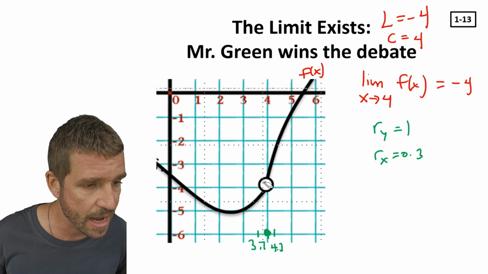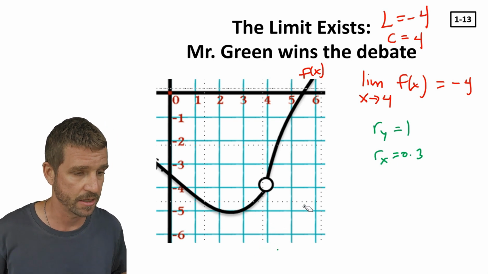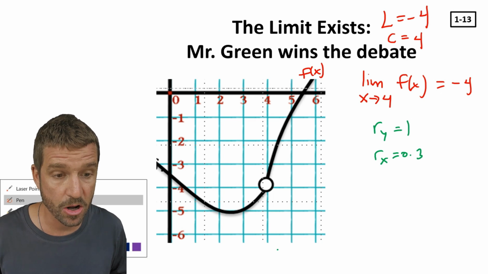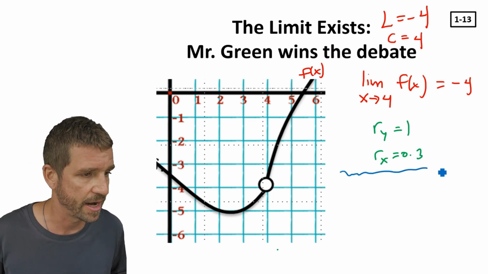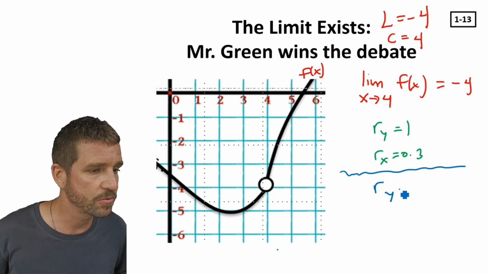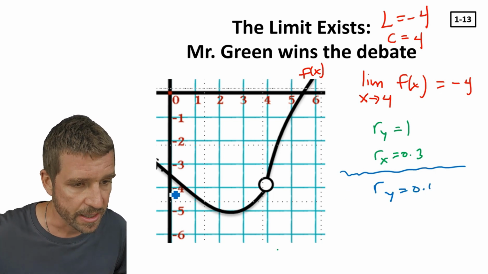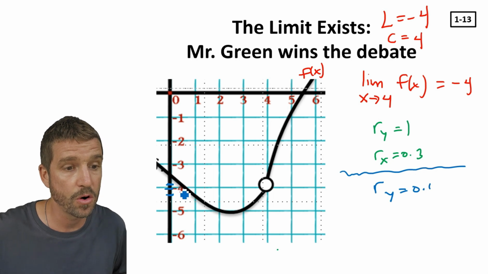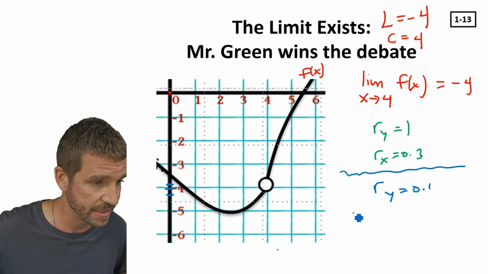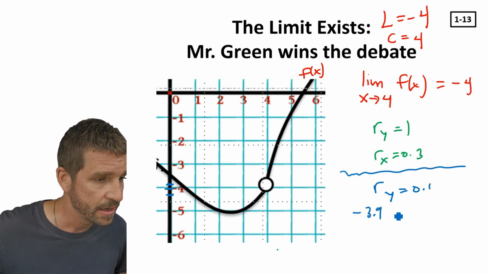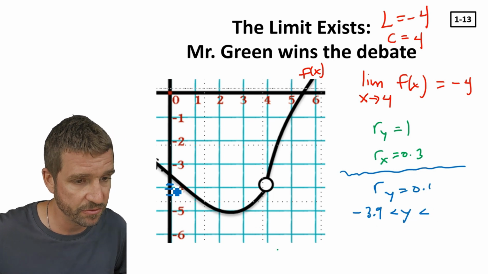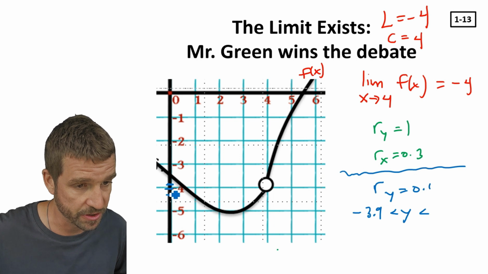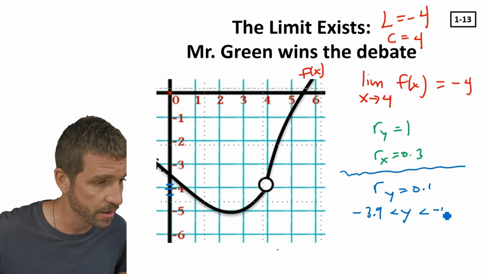So he says, fine. What I'm going to do is give you another r sub y, and a much smaller r sub y to make it more difficult. So he says, all right, I'm going to give you an r sub y equals 0.1, okay? So that means that we are between -4 plus 0.1, so that's like -3.9. Our y's are between -3.9 and -4.1.